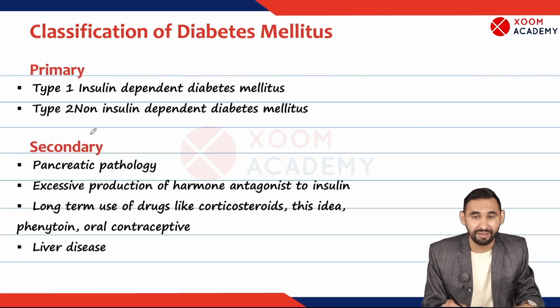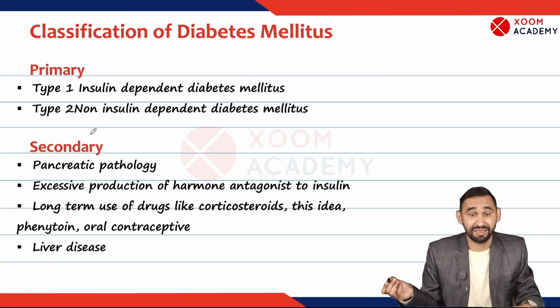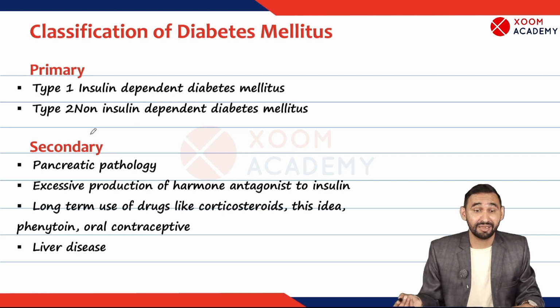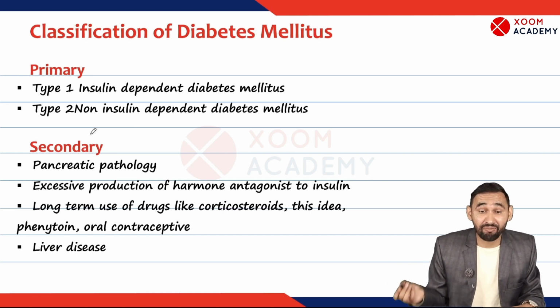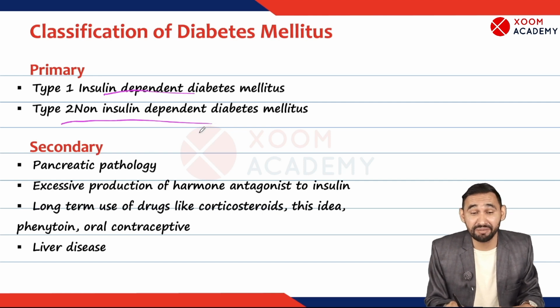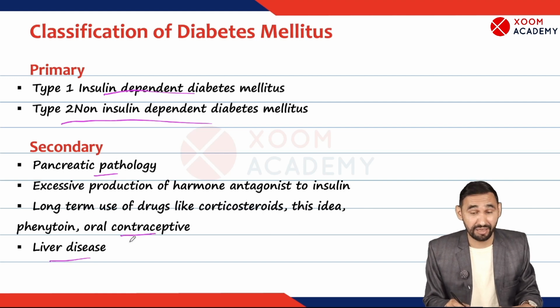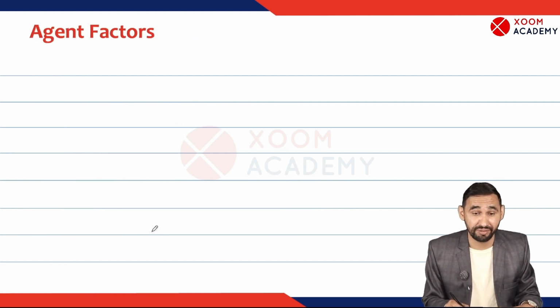Diabetes can be classified into primary diabetes and secondary diabetes mellitus. Primary has two main types. Type 1, which is insulin dependent, is common in younger people. Type 2 is non-insulin dependent, and there are oral hypoglycemic drugs. There is secondary diabetes due to pancreatic pathology, CA pancreas, lesion in the pancreas, or use of oral contraceptives. Liver disease can also contribute to the development of diabetes.